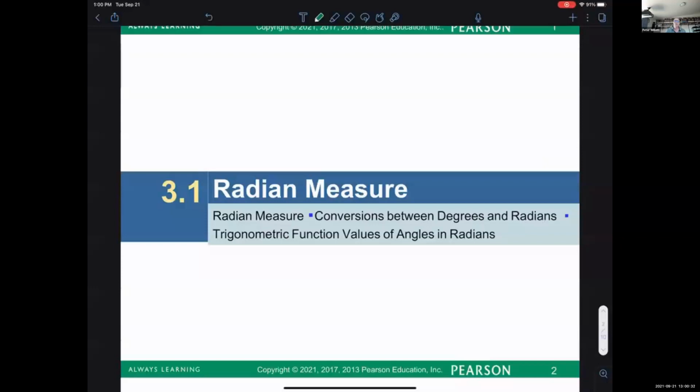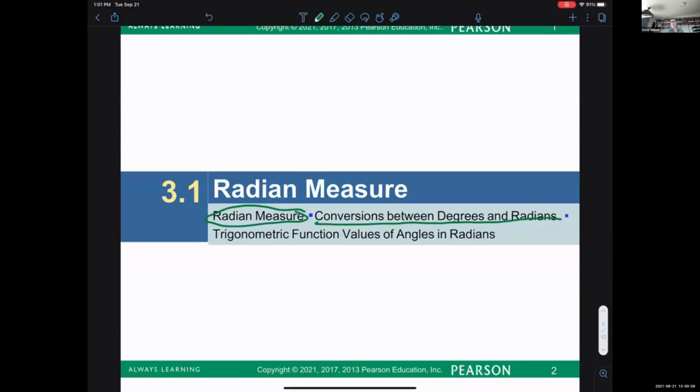So I've mentioned radian measure before. What is the idea behind it? It's a different way of measuring an angle. So far, we've basically just done everything in terms of degrees. So as you can see here, we're going to introduce radian measure, and then we're going to talk about conversions between degrees and radians.